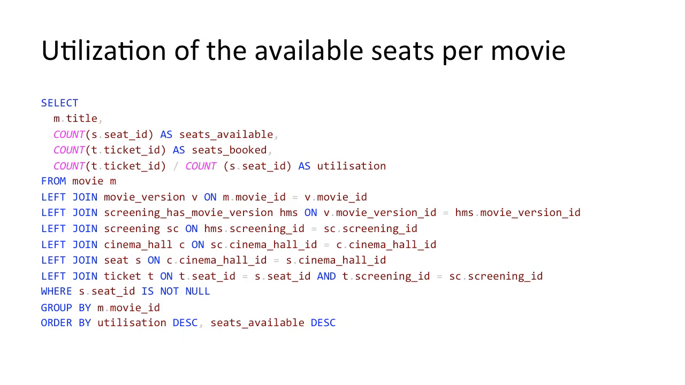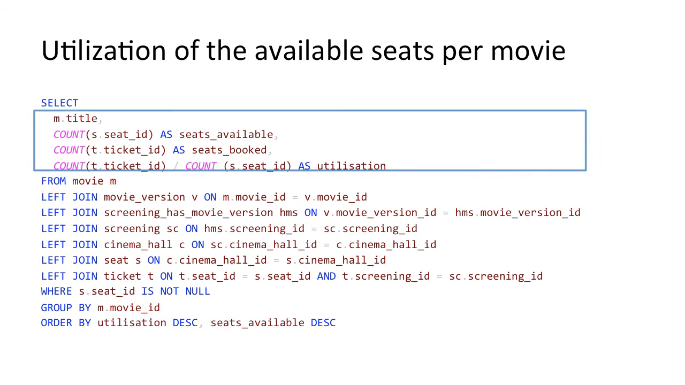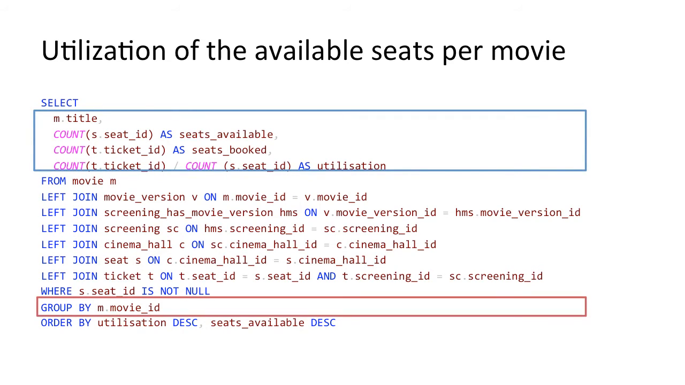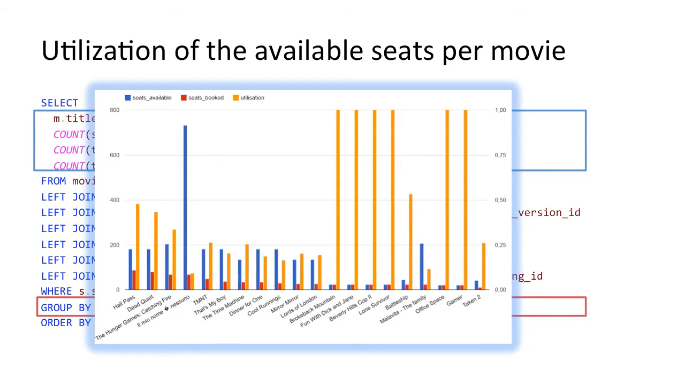To get an overview of the utilization of the cinema, we created a visualization of the amount of available seats and the amount of booked seats for each movie. Dividing those two numbers gives us the utilization for each movie, whereby all screenings are considered. These results are visualized by a column plot. The blue and red columns represent the available and booked seats for each movie and refer to the scale on the left side of the plot. The yellow columns represent the utilization and refer to the scale on the right side of the plot.